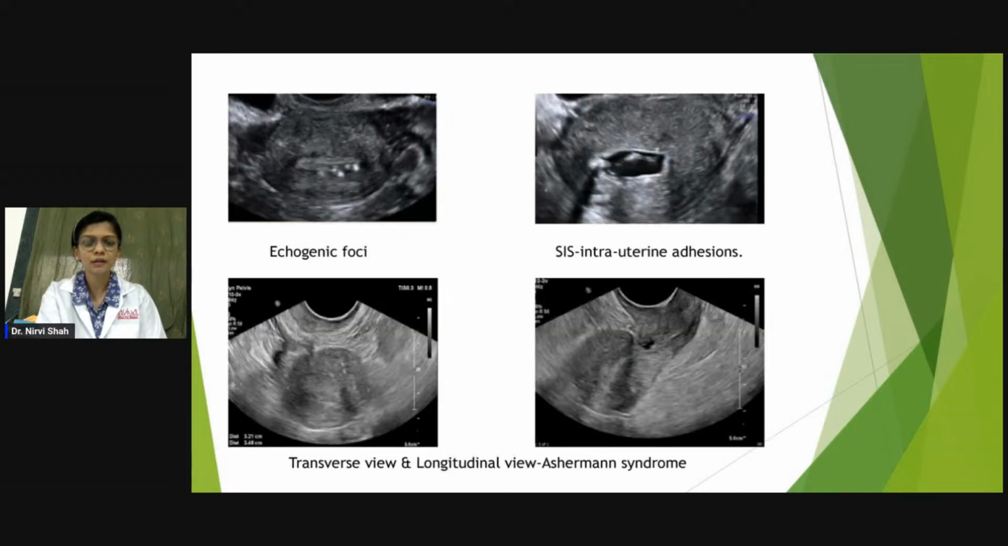So if you see here, this is Asherman's syndrome. There are these typical echogenic foci in a thin endometrium. This SIS has been done. So these are the intrauterine adhesions, if you can see. This is a transverse and longitudinal section of Asherman's syndrome. This is the uterus, with a very, very thin endometrium. Nothing can be appreciated much. So those findings are subtle, and the clinical symptoms are most important in Asherman's, followed by HSG, followed by hysteroscopy.